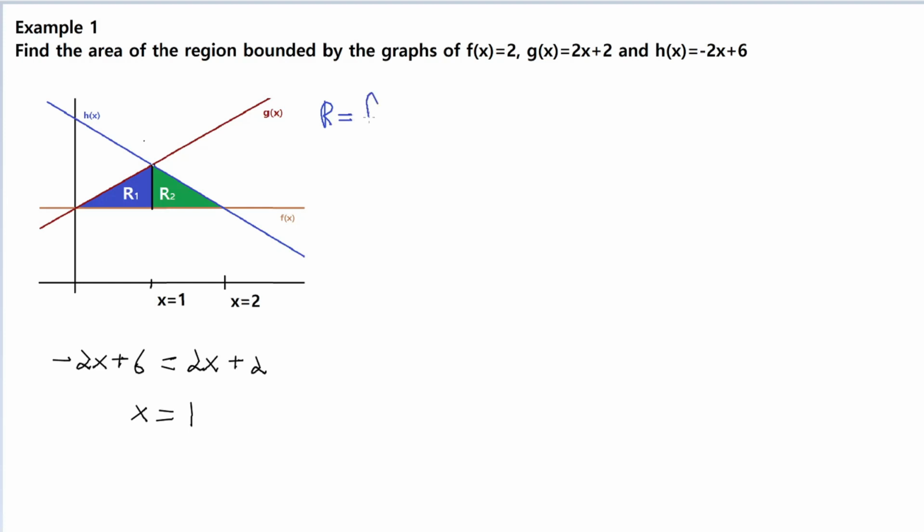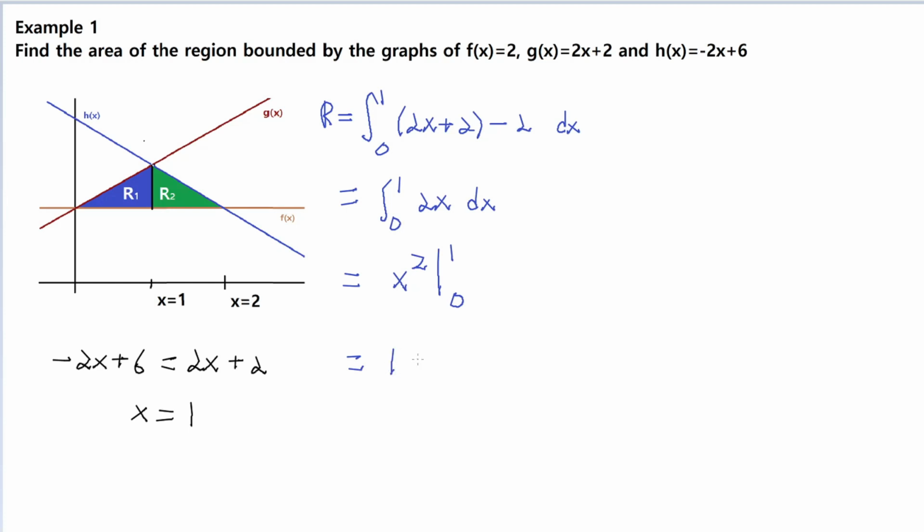Blue area is equal to the integral from 0 to 1. Top function is 2x plus 2 minus the bottom function, f of x, so it's 2, dx. Equal to the integral from 0 to 1 of 2x dx. The integral of 2x is x to the second power, and solving this from 0 to 1, which is equal to 1 minus 0. So the blue area has an area of 1.